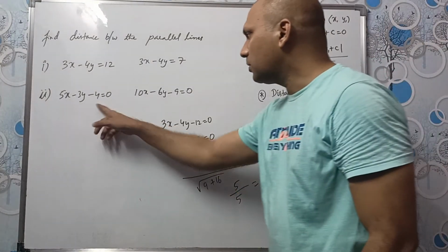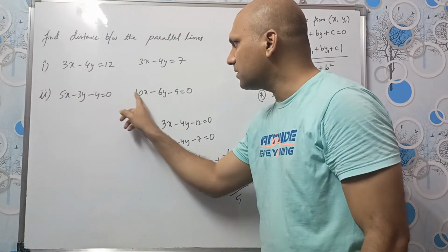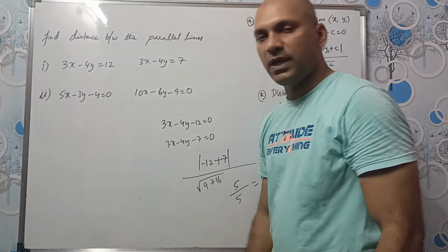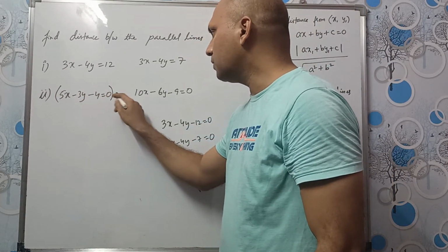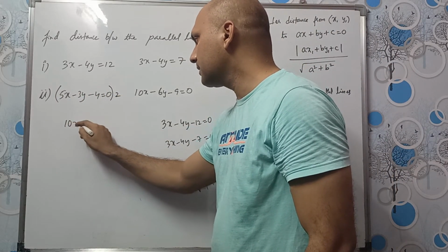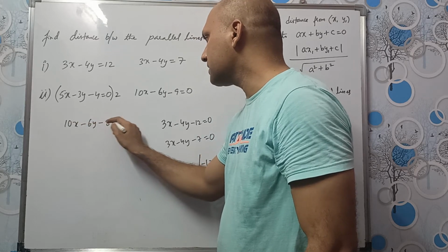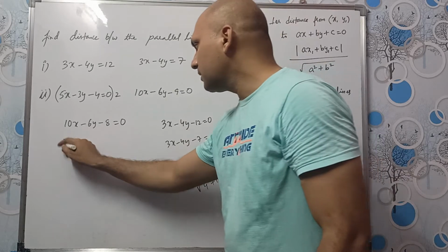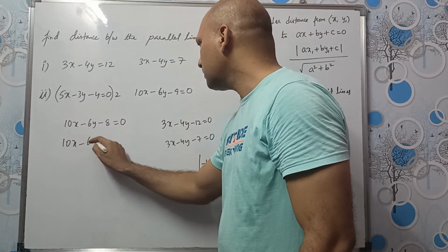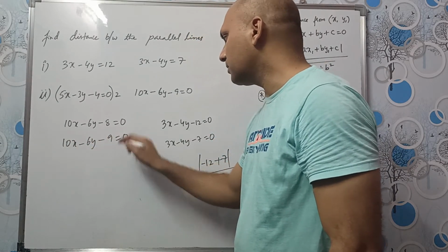Okay. What about this one? See, the coefficients of x and y are different. So let us multiply this equation by 2 on both sides. So this will become 10x minus 6y minus 8 is equal to 0, into 2 is 0. Okay. So we have two equations now in the standard form.